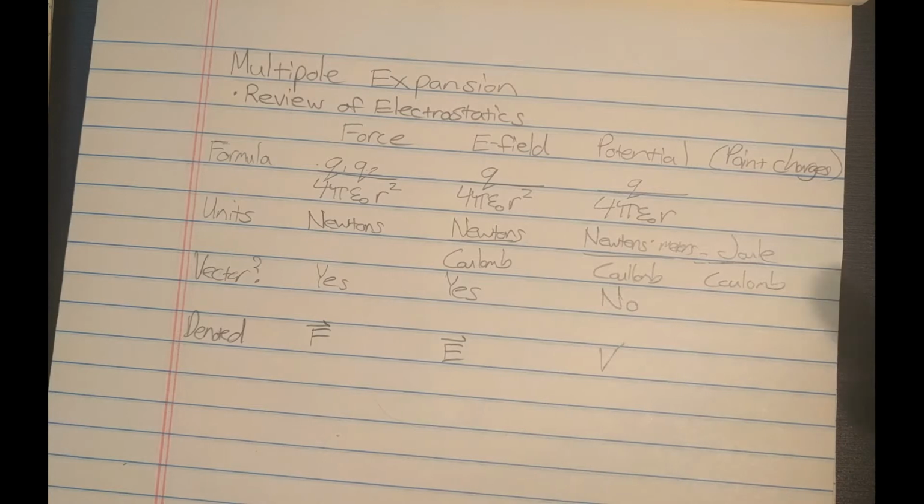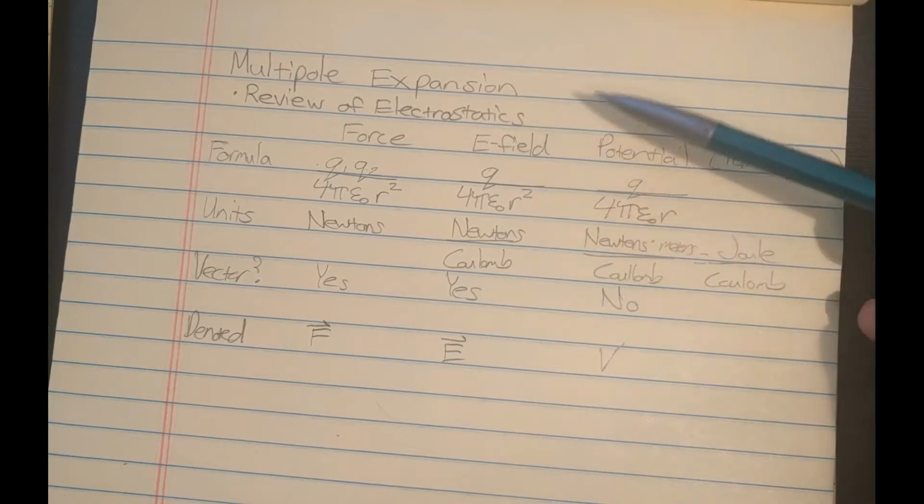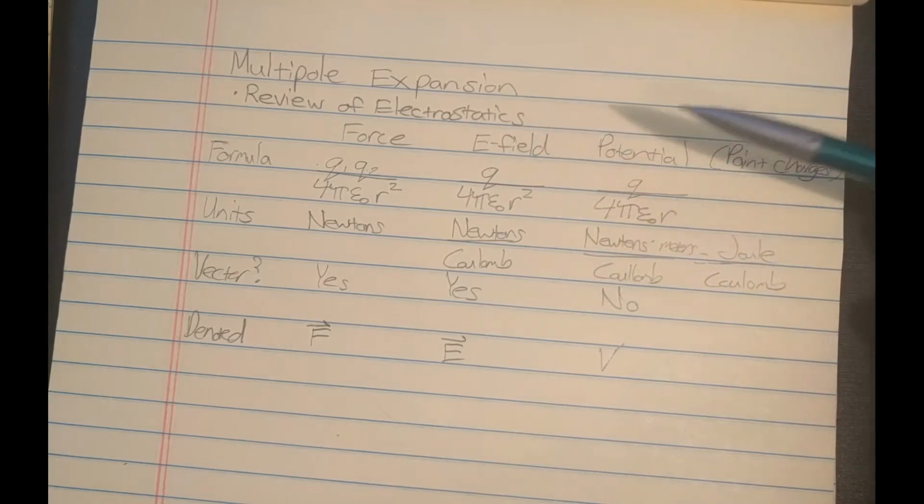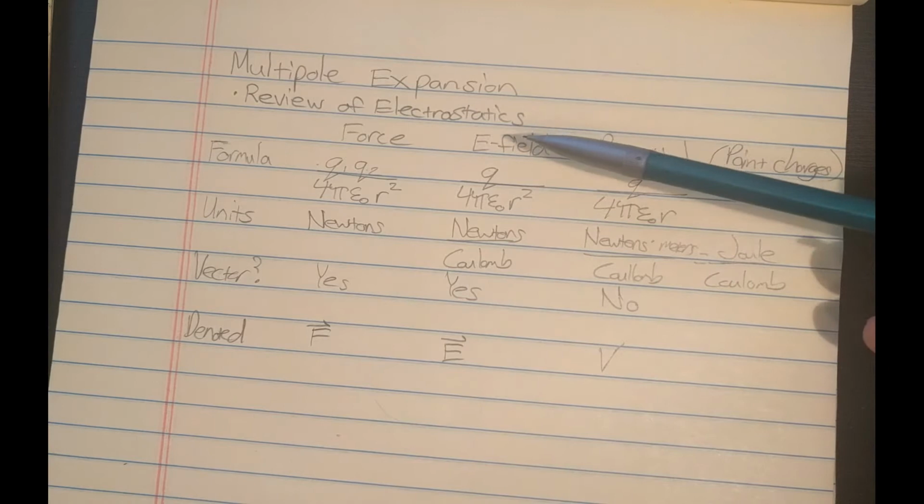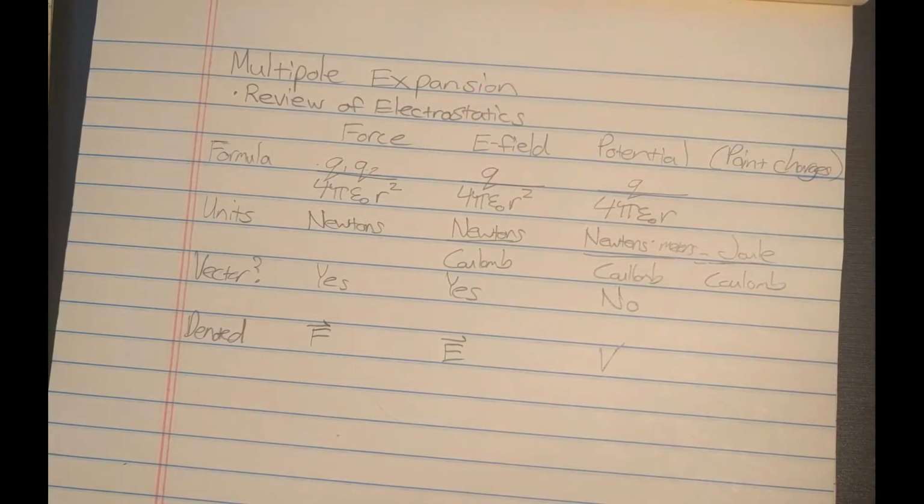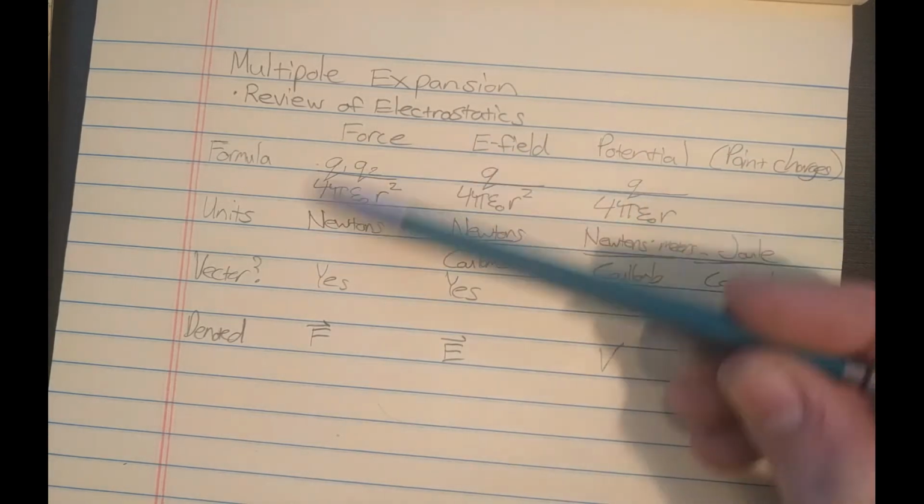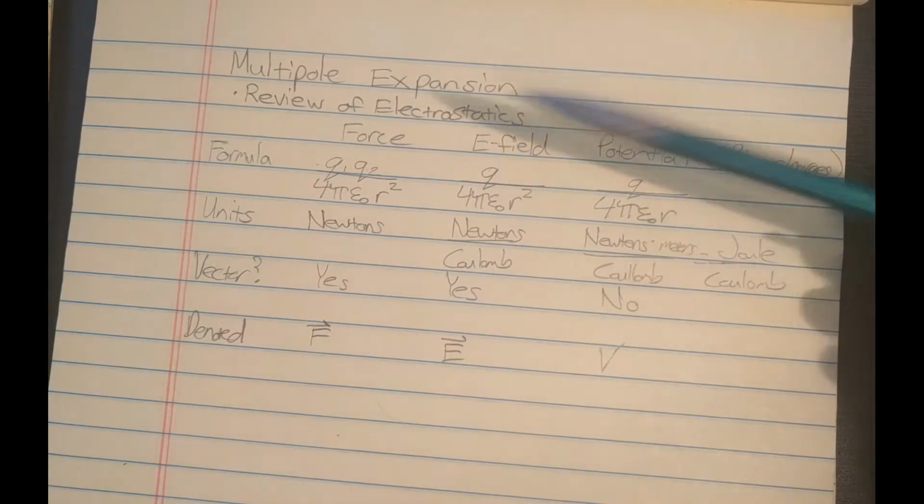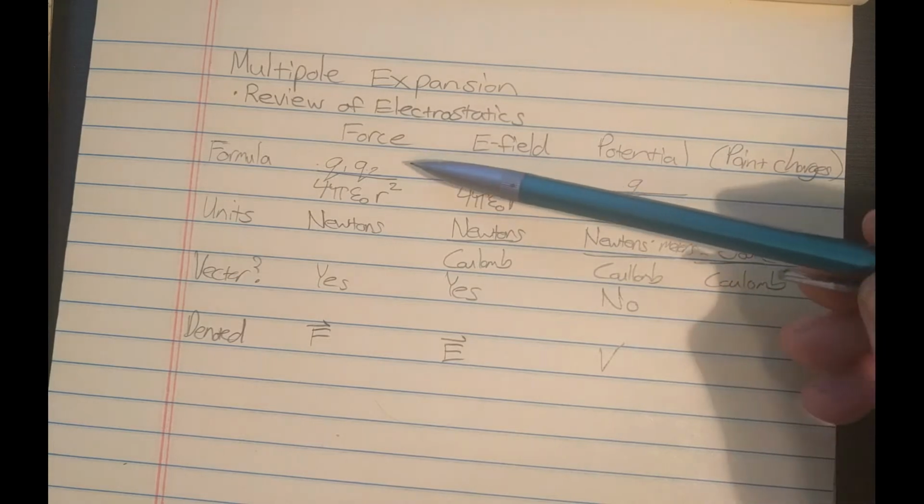Just some background that you should probably be familiar with before going further in this video are these electrostatic concepts that I have written down here: force, electric field, and potential. And these are all going to be point charges we're talking about here. So this is basically a table that summarizes electrostatics.